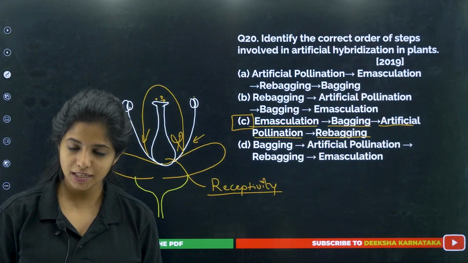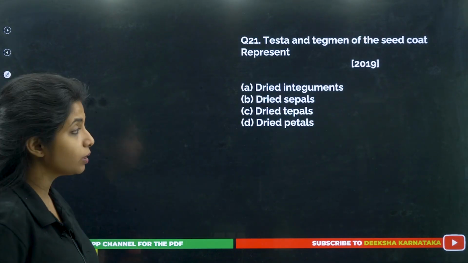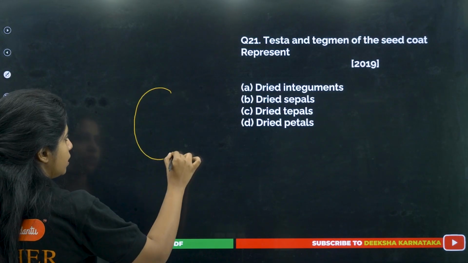Okay, works. Next question. Testa and tegmen of the seed coat represent. So ovule becomes the seed. I told you, ovule, it becomes the seed.